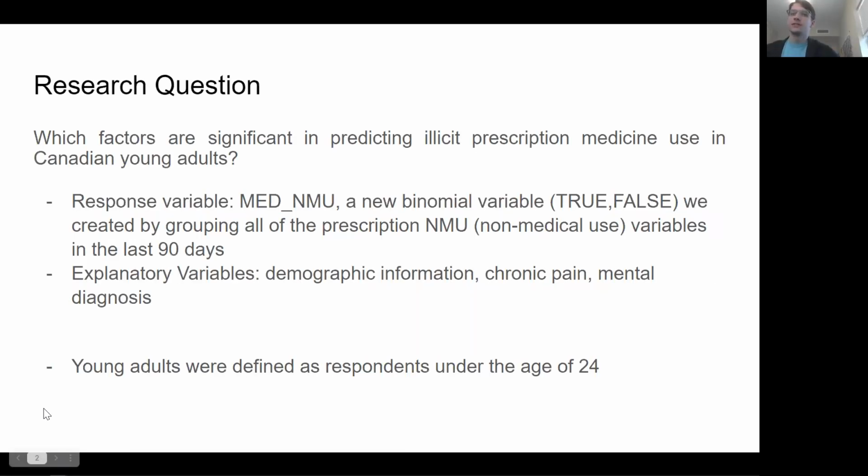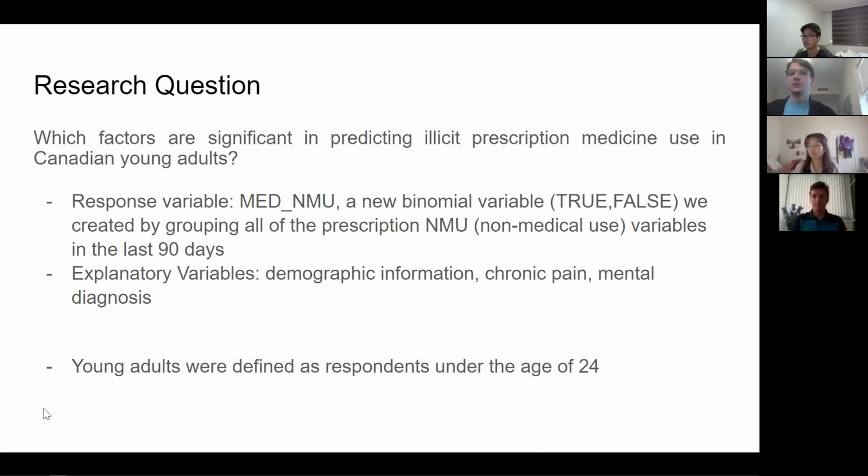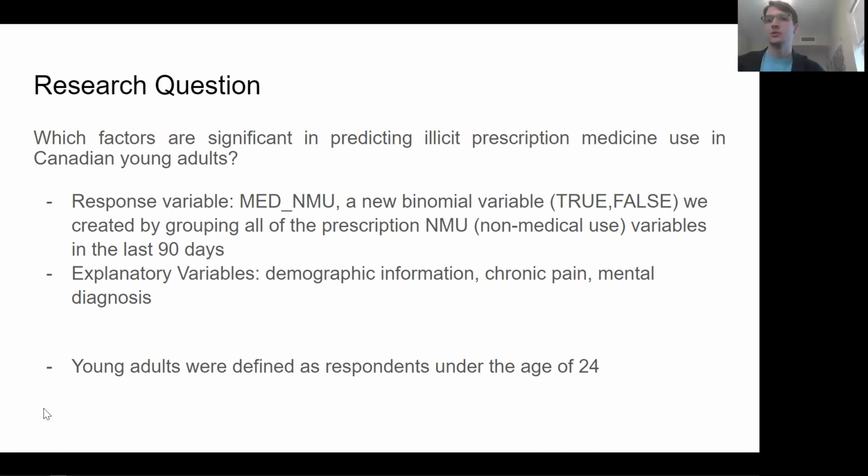Okay, so our research question is, which factors are significant in predicting illicit prescription medicine use in Canadian young adults? Our response variable is medical and non-medical use, a new binomial variable that we created by grouping all of the prescription non-medical use variables in the last 90 days. Our explanatory variables are demographic information, chronic pain, and mental diagnosis, and young adults were defined as respondents under the age of 24.